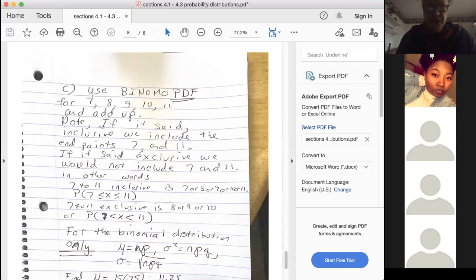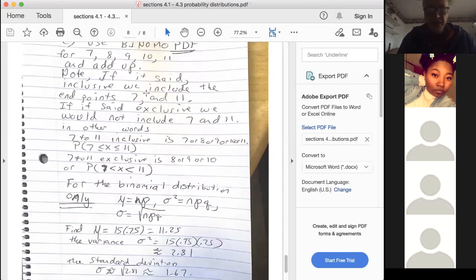Between 7 and 11 inclusive means, what the word inclusive means, it includes the endpoints. So it includes 7 and 11. And so what I would do is I would probably use the binomial PDF, find the answer to each one of these one at a time, and then add them up. Exclusive means that it would not include whatever the endpoints are. So if it said exclusive instead of inclusive, it would not include the 7 and 11. So then we would just look at 8, 9, and 10 in that case. In probability notation, inclusive means you have an equal sign someplace along the way. Exclusive means there's strict inequality, less thans or greater thans.